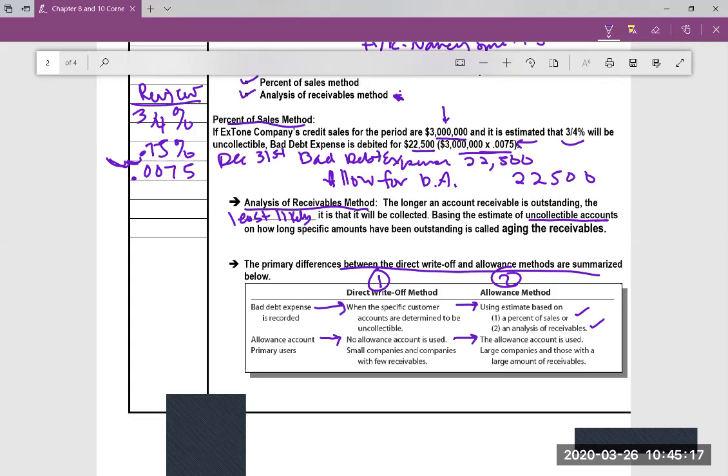The primary users of the direct write-off method are small companies, perhaps companies with very few receivables. The allowance method is used by large companies and those with a large amount of receivables. And this one is the one that GAAP, generally accepted accounting principles, approves. They recommend you doing that one.